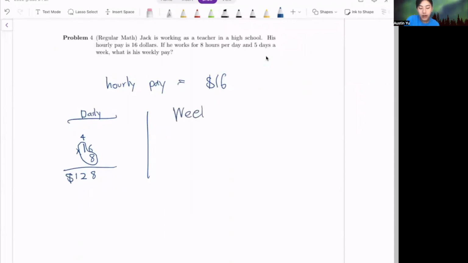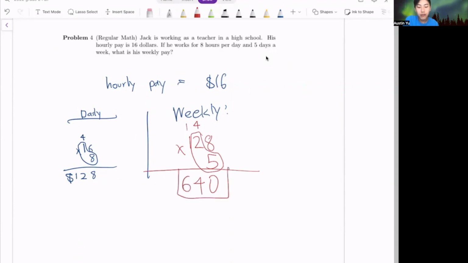However, let's calculate weekly as well. $128 per day for 5 days a week. We multiply this to get 8 times 5 equals 40, carry over the 4. 2 times 5 equals 10. 10 plus 4 equals 14. Carry over the 1. 1 times 5 equals 5. 5 plus 1 equals 6. So his weekly pay is $640.